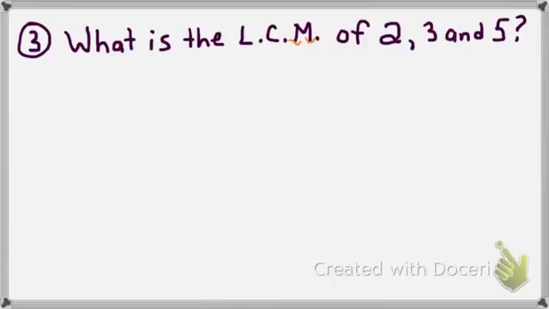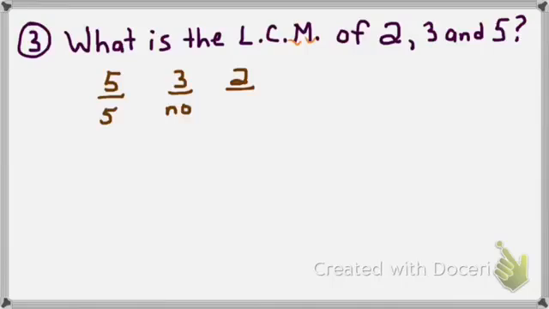Remember, the fastest way to solve it and get to the correct answer is to start with your largest number. So I'll write down my 5, then my 3, then my 2. Notice I went in number order from largest to smallest. So now I'll go through my multiples of 5. 5. When I go through my multiples of 3, do I get 5? 3, 6? No, I don't.